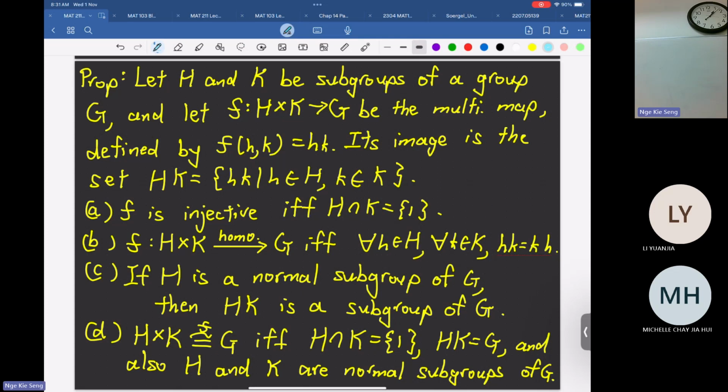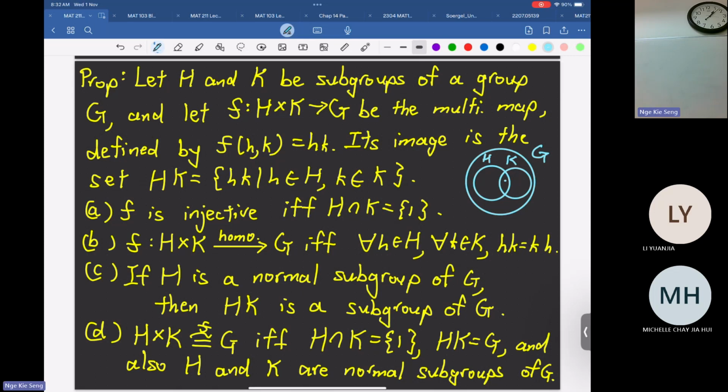So suppose we have subgroups of G, call them H and K. H and K definitely intersect. Why? Because we know that a subgroup always contains an identity. They have to intersect. And then we try to combine the two subgroups H and K in G.